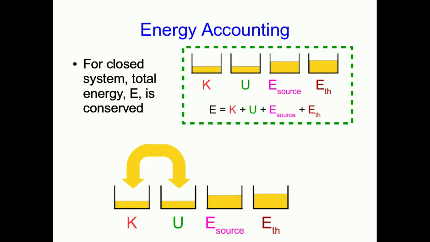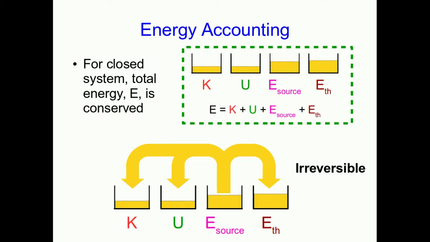We can transform kinetic into potential energy and potential energy into kinetic energy back and forth, and this is reversible. But in any real system, eventually the kinetic energy and potential energy will get converted irreversibly into thermal energy because of friction and air drag and other similar forces.